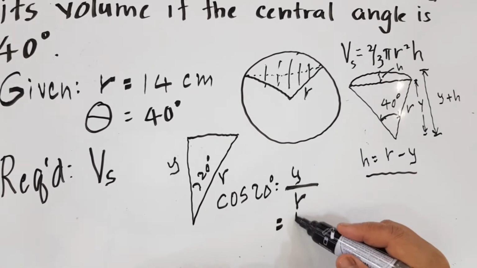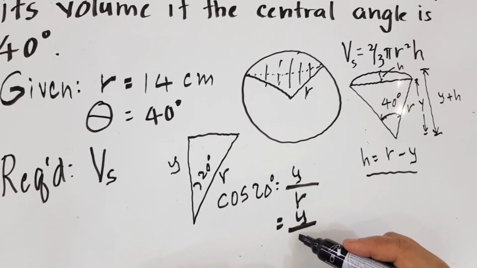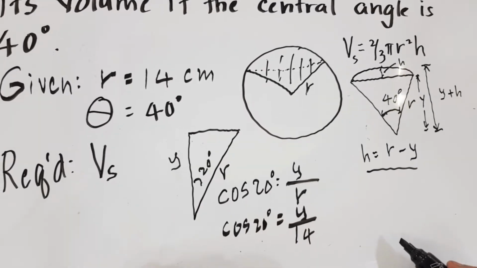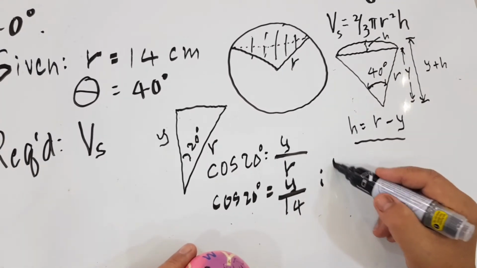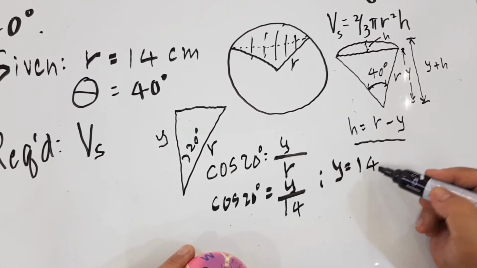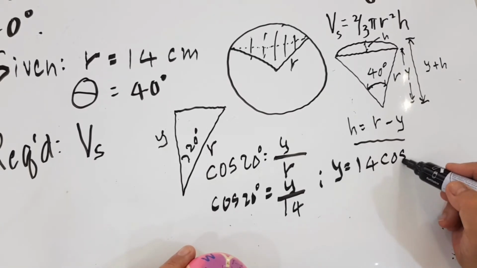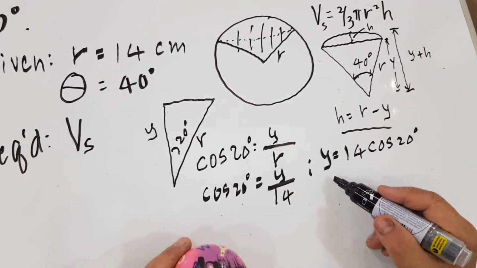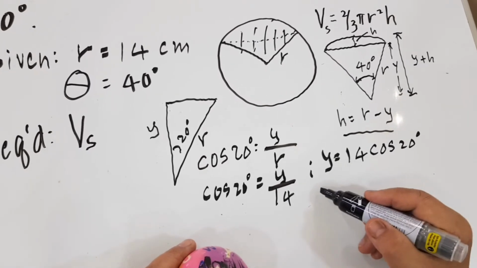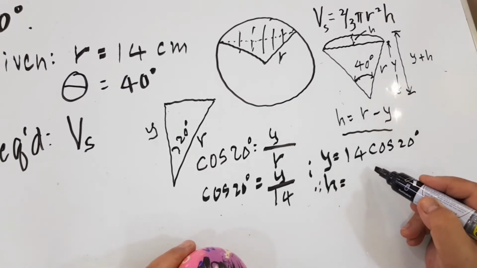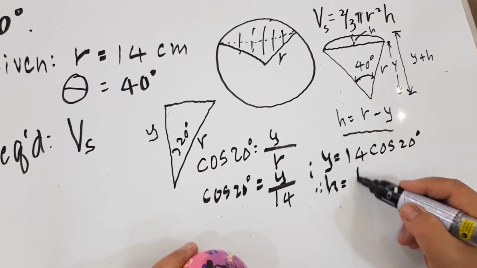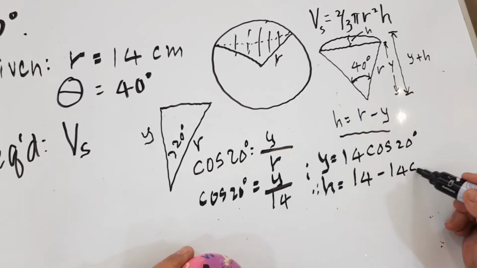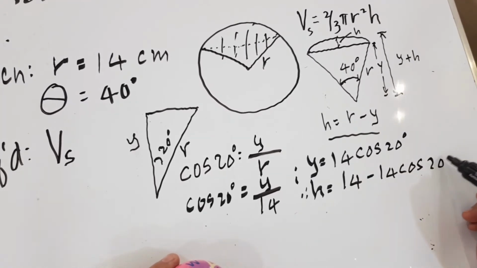Now r is given to be 14, and cosine of 20 degrees. Therefore, we can solve y is equal to 14 cosine of 20. Now therefore, because we have the value of y, we can now solve h, which is equal to r, which is the radius 14, minus y, which is equal to 14 cosine of 20 degrees.